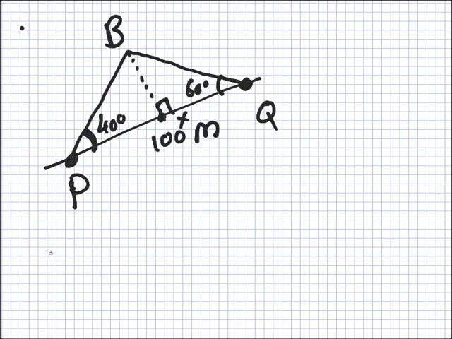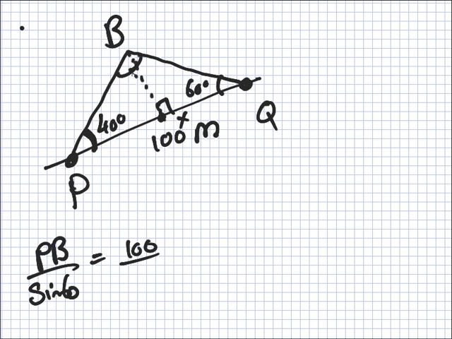First is PB. So what would give me the length PB? I think the sine rule. Yeah. So you can say PB over sine 60 equals 100, so we have to get this angle. That's 80. So that's over sine 80. Alright, so PB is 100 sine 60 over sine 80. Whatever that is.